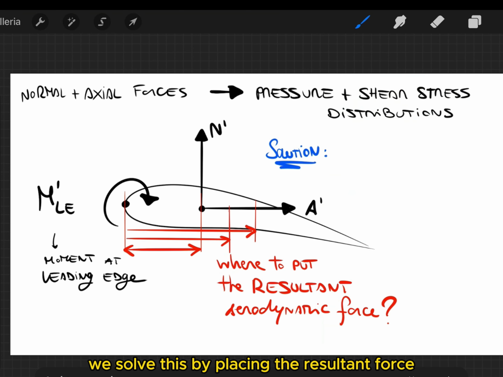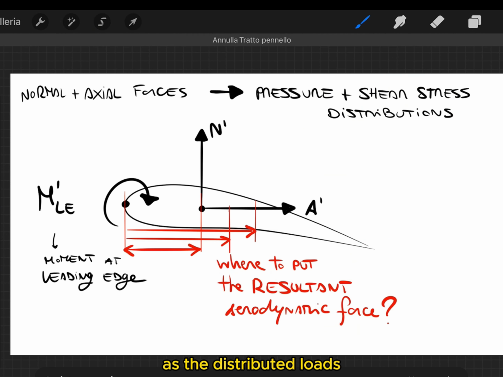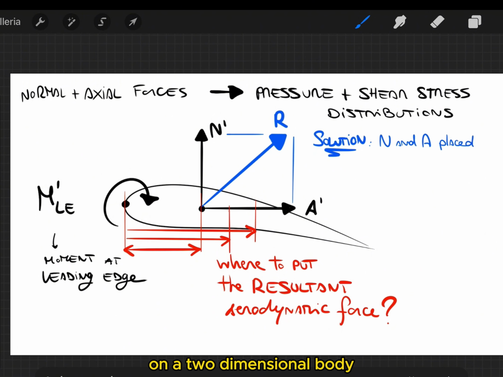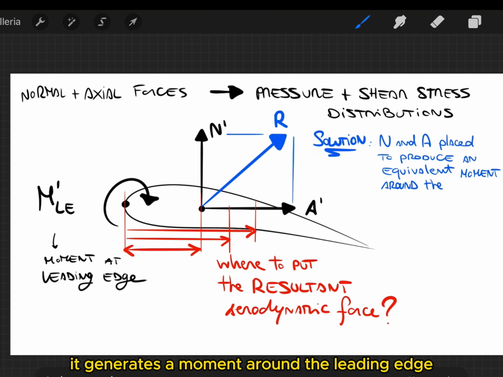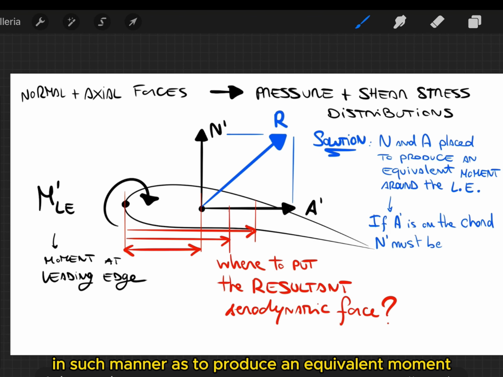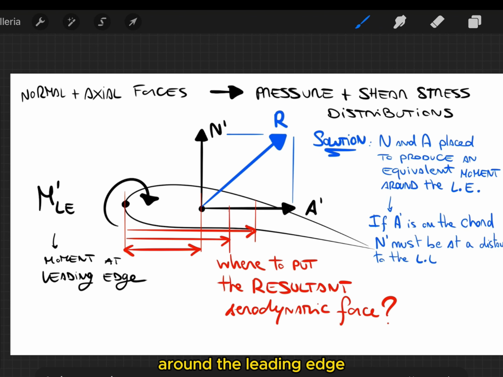We solve this by placing the resultant force in a way that it produces the same effect as the distributed loads. For instance, considering the distributed load on a two-dimensional body such as an airfoil, it generates a moment around the leading edge. As a consequence, N and A must be positioned on the airfoil in such a manner as to produce an equivalent moment around the leading edge.